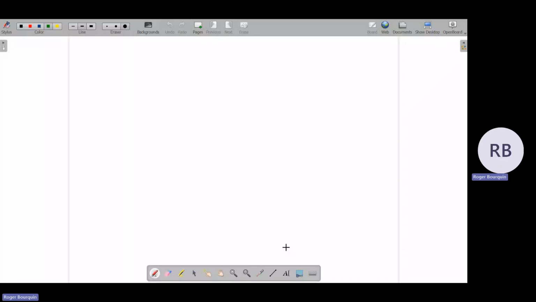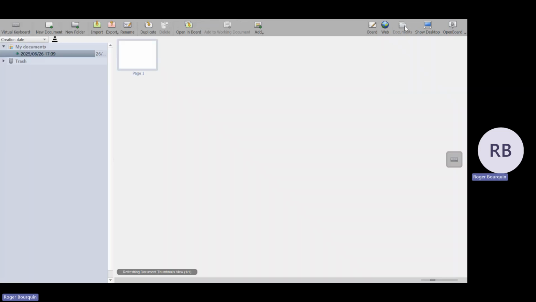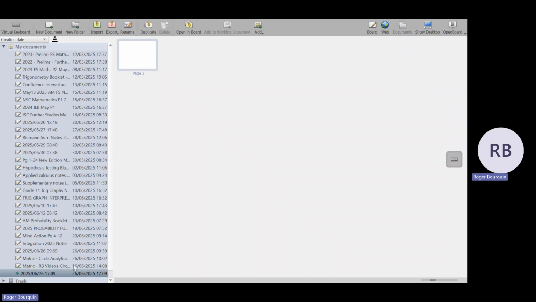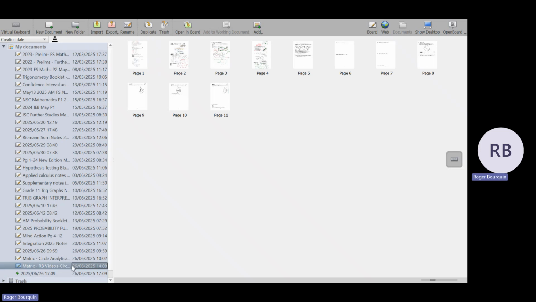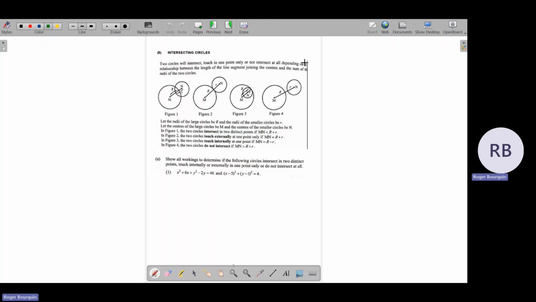Okay, so we are going to be looking at Matric Analytical Geometry, and we are looking at finding whether or not circles intersect each other, or whether they don't intersect, or whether they're tangents to each other. For the Radin students, it's pages 5 and 6 of your notes.